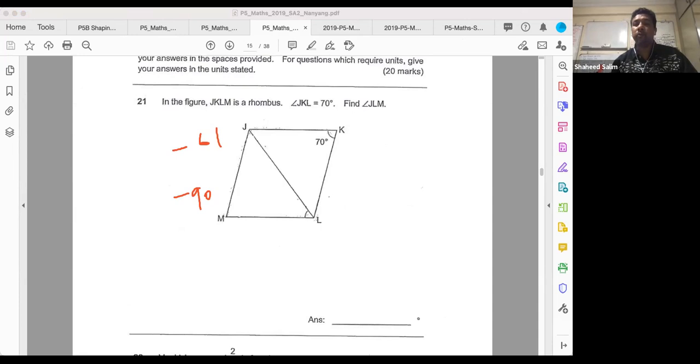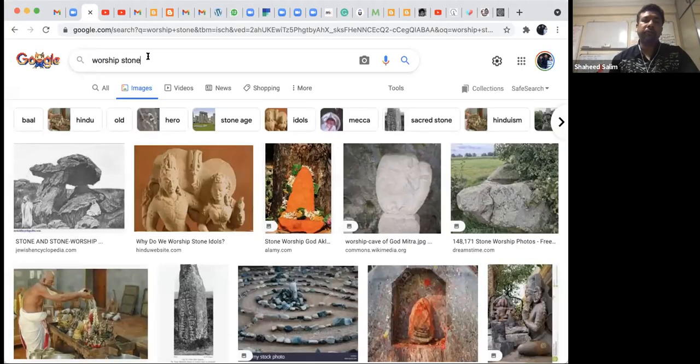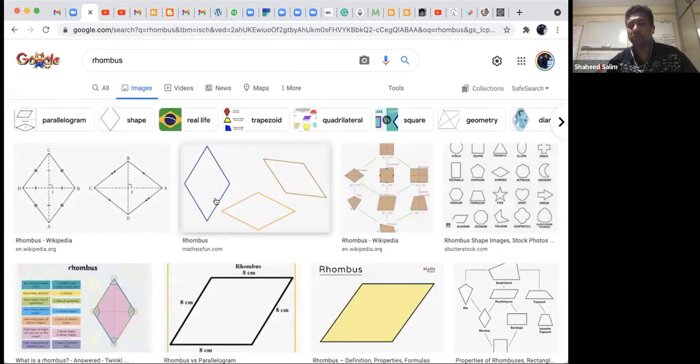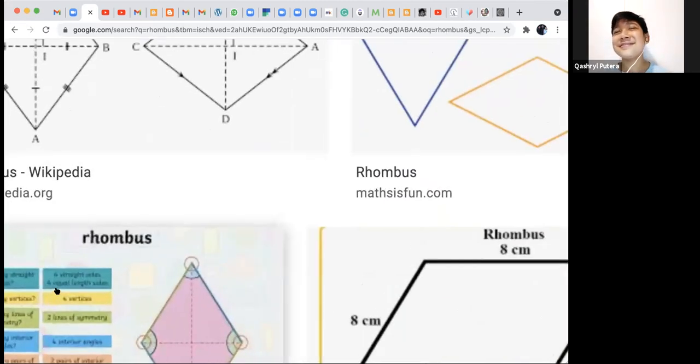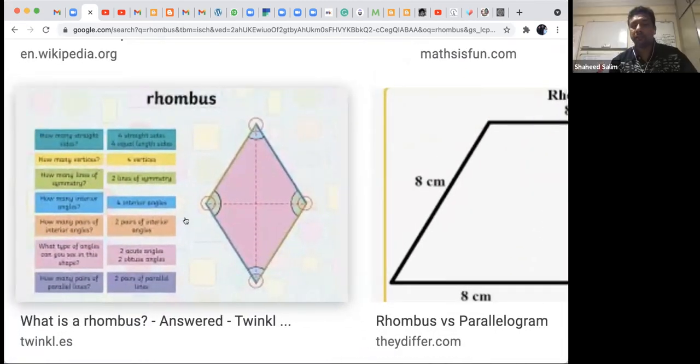Okay, try this one now. The next one then. What is this? Okay, rhombus. These are all rhombus. What's a rhombus? All sides are the same. Opposite angles are the same, equal. And they are parallel, parallel, parallel, parallel.